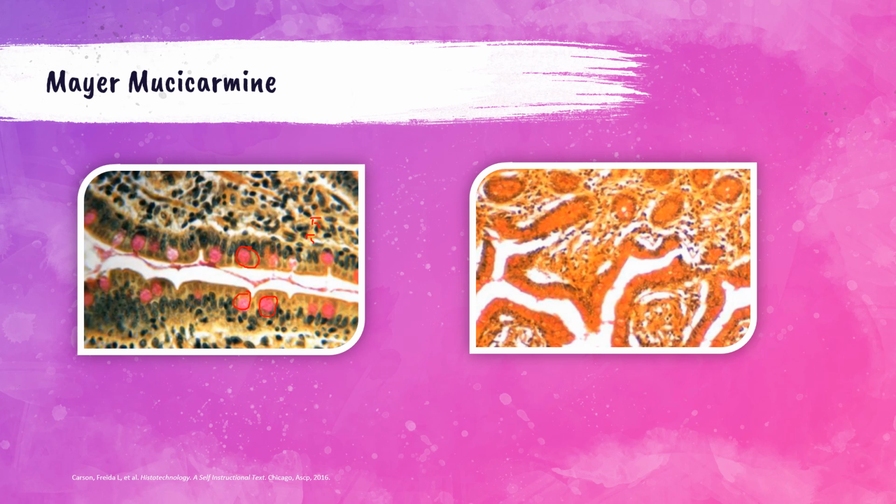Now the photo on the right-hand side of the slide shows a small intestine section that has been overstained in the metanil yellow staining step. It masks the mucin, so you can't really see it here. You can see the difference between the two.